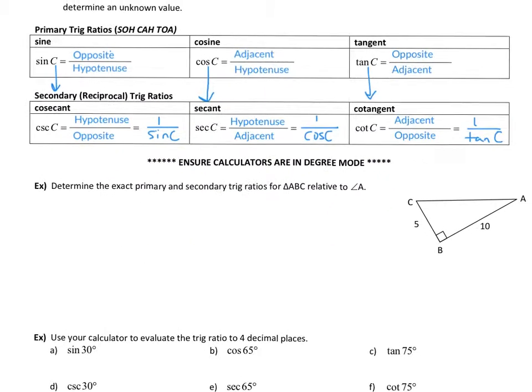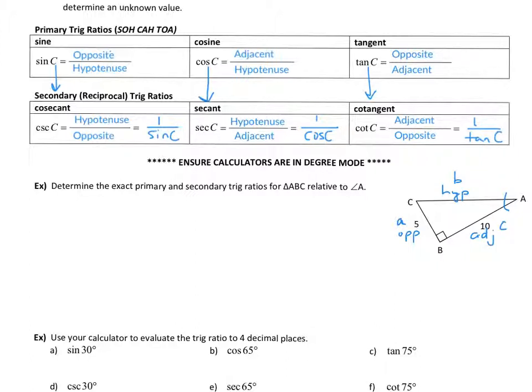All right, so how does this come into play here? So we're going to work with this. Determine the exact primary and secondary trig ratios for triangle ABC relative to angle A. So I'm going to mark angle A here, and label my sides. Side b, little b, should be the hypotenuse. Little side a is 5 units, and it is our opposite to our angle of reference A, and that leaves us side of 10 to be the adjacent side, and it's little side c.